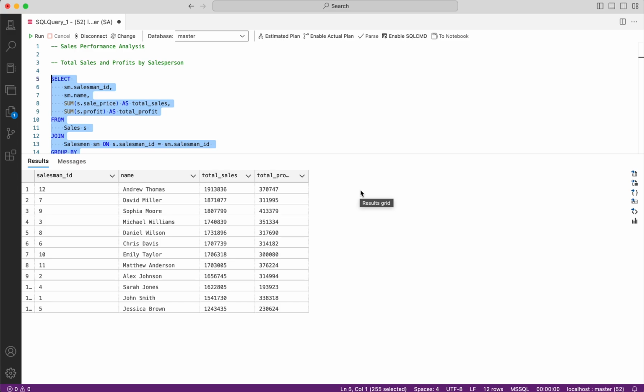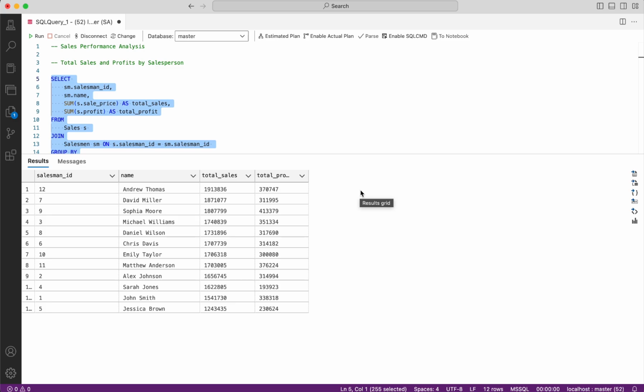And we also have Sophia Moore with ID 9, with total sales of 1.8 million and a total profit of over 413,000, which is the highest profit among all. What we can gather from this is that, despite the fact that Sophia Moore ranks third in total sales, she leads in total profit. This could potentially suggest that she's an effective or efficient salesperson, or she's working more so with high margin deals.